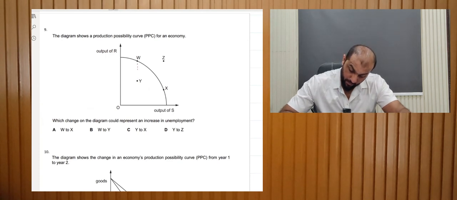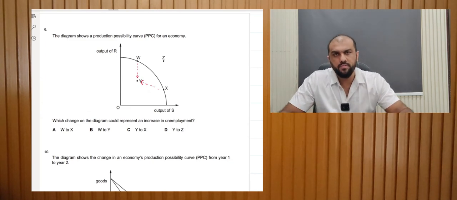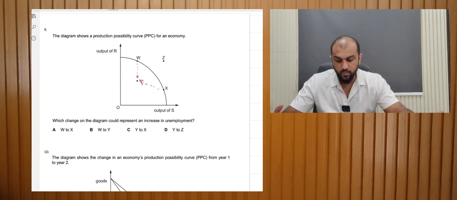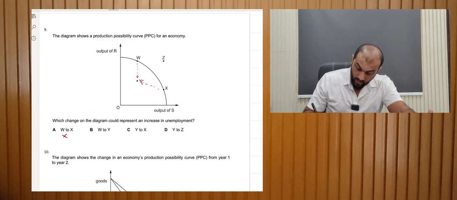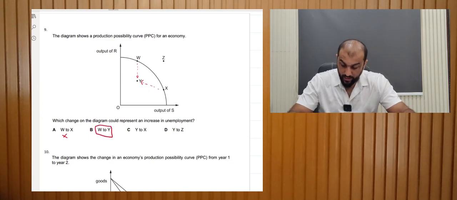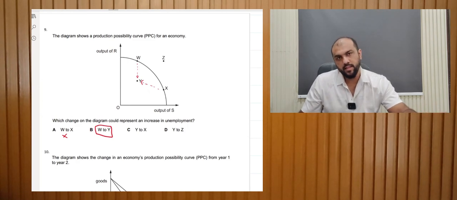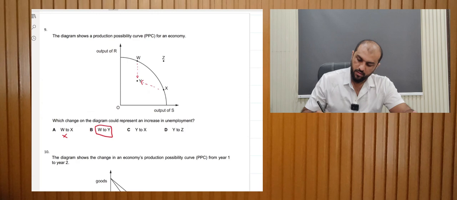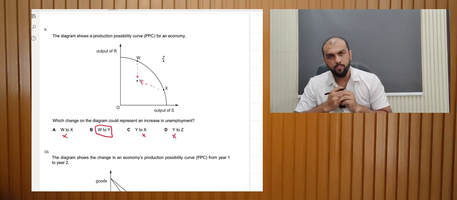So from point W to Y also shows unemployment. From X to Y also shows unemployment. Both of them are correct. Let's look at the options and which option is present. W to X, no. W to Y, this is the one we are looking for. Y to X, no, it's in the opposite direction. So opposite direction means increase in employment. Y to Z. Y to Z is incorrect because Z is impossible to achieve.